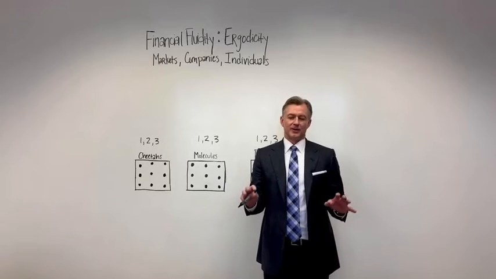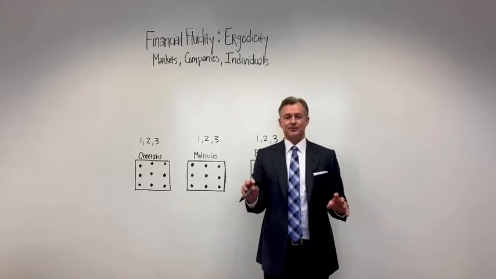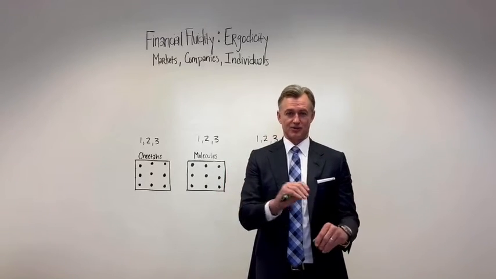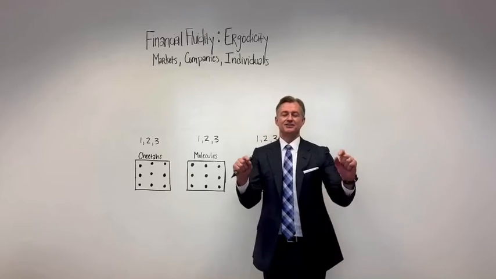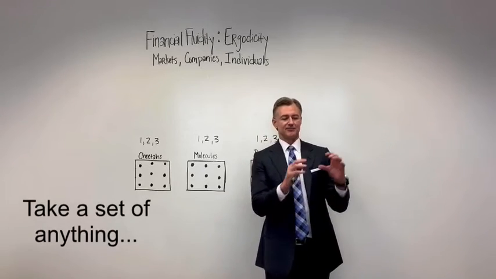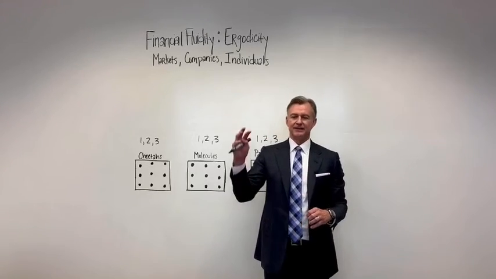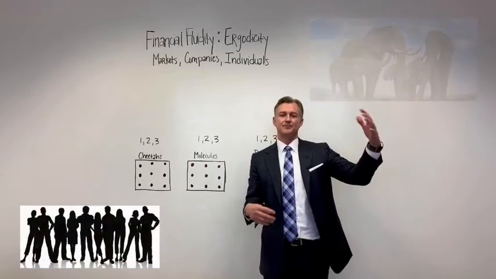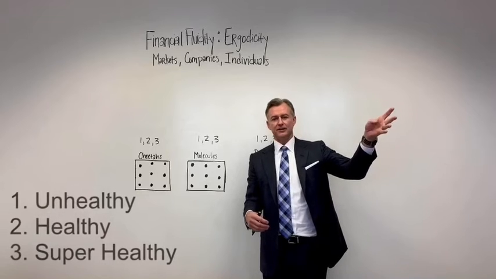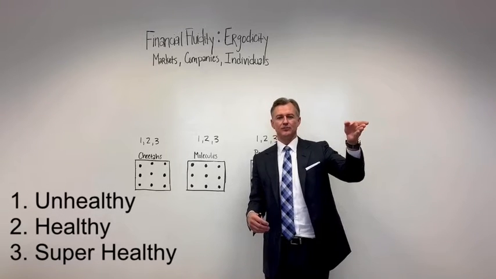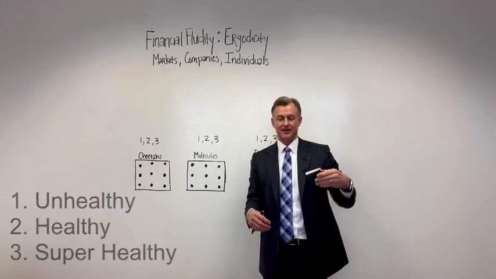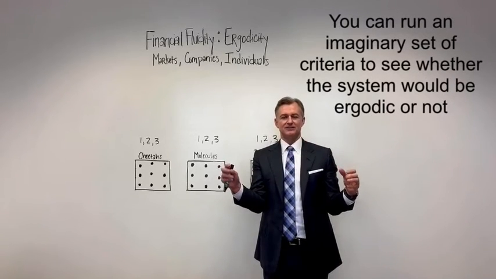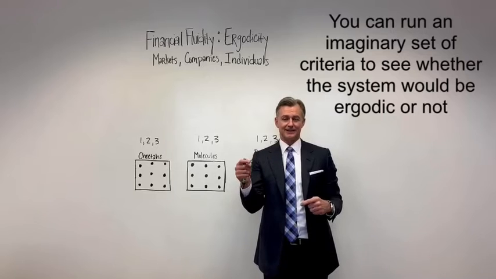So that sounds a little weird, but this is really a fun topic, and you can think of lots of thought experiments, which in and of itself sounds incredibly geeky. But think about this. Just take a set of anything, a set of planets, a set of cheetahs, like I have here, a set of elephants, a set of people. Let's say that people's health could be 1 for unhealthy, 2 for healthy, and 3 for super healthy. Well, you can run an imaginary set of criteria to see whether the system would be ergodic or not.